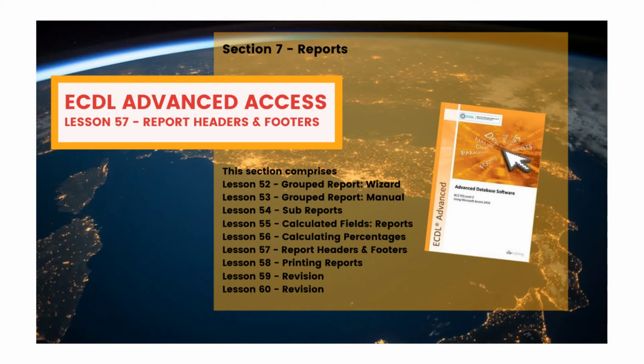ECDL Advanced Access Lesson 57: Report Headers and Footers. Reports can have header and footer areas defined. Group headers and footers are defined with grouping levels. Report headers and footers appear at the beginning and end of every report. Page headers and footers are printed at the top and bottom of every printed page.